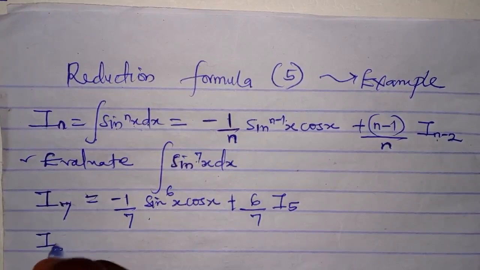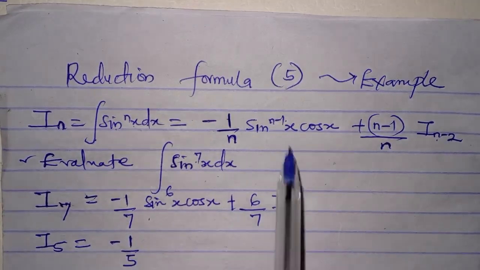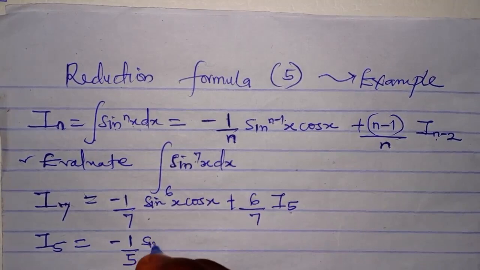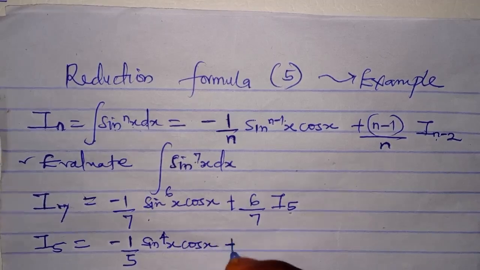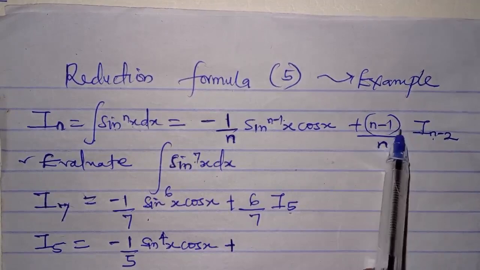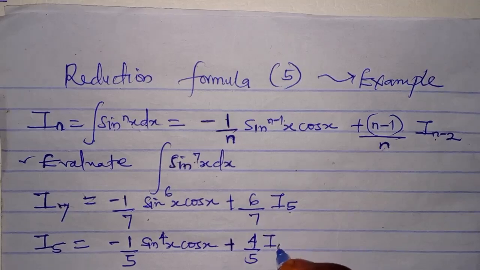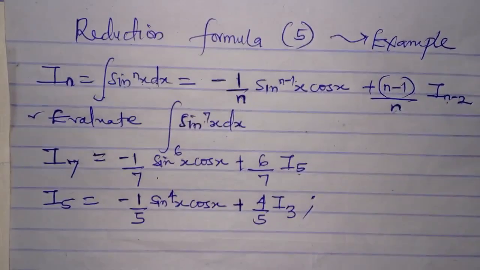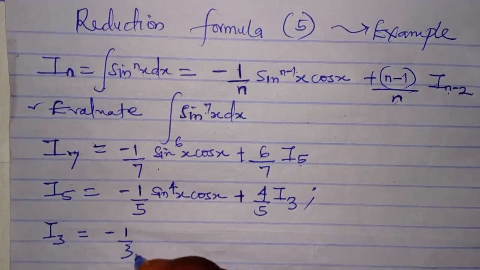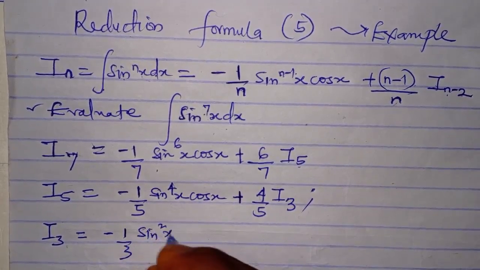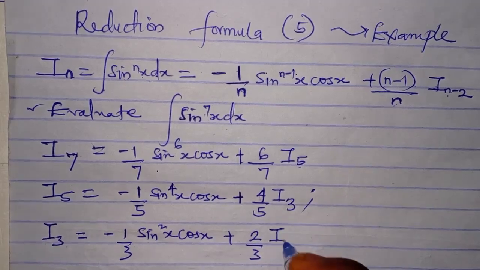What will be I5 as this now? We have minus 1 over 5. Using this formula, just follow me. Sine 5 minus 1 is 4. Then 5 minus 1 is also 4 all over 5. I5 minus 2, that's 3. I3 is minus 1 over 3 sine squared x cos x plus 2 over 3 I1, right?